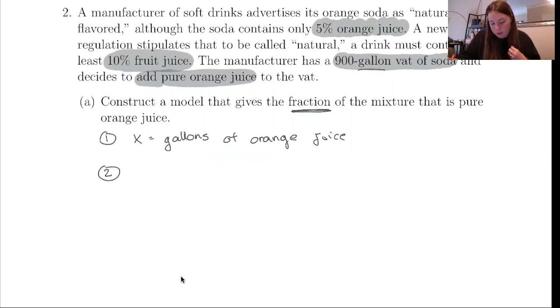Okay, so I have 900 gallon vats of soda, and it already contains 5% orange juice. So if I want a fraction of the mixture that is pure orange juice, okay.